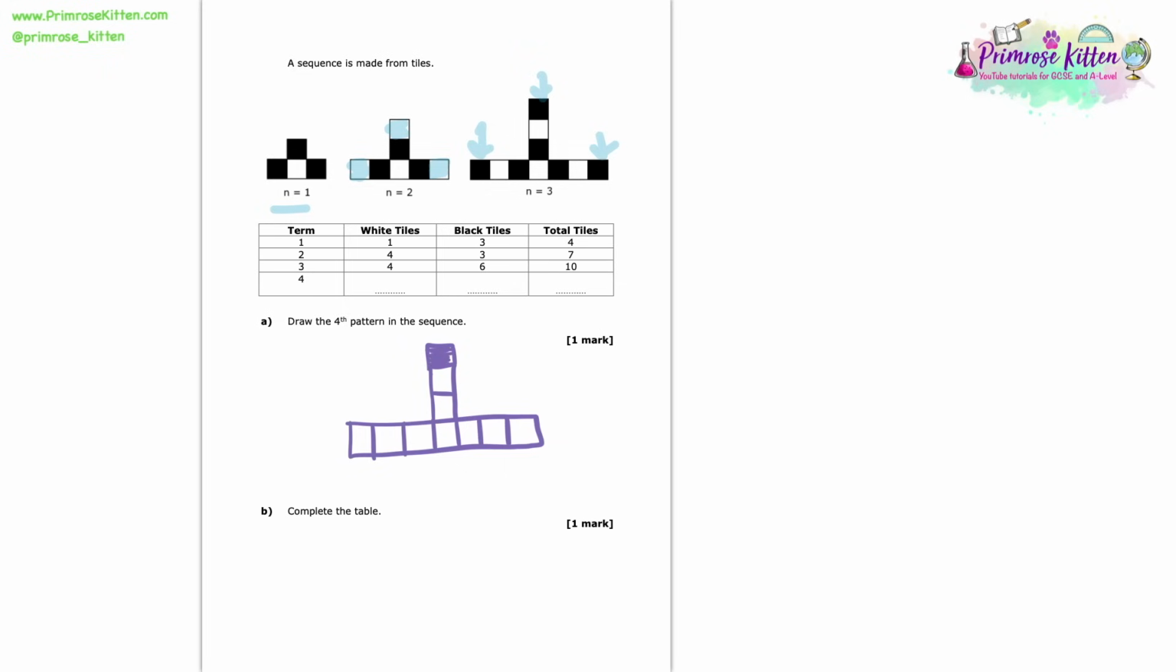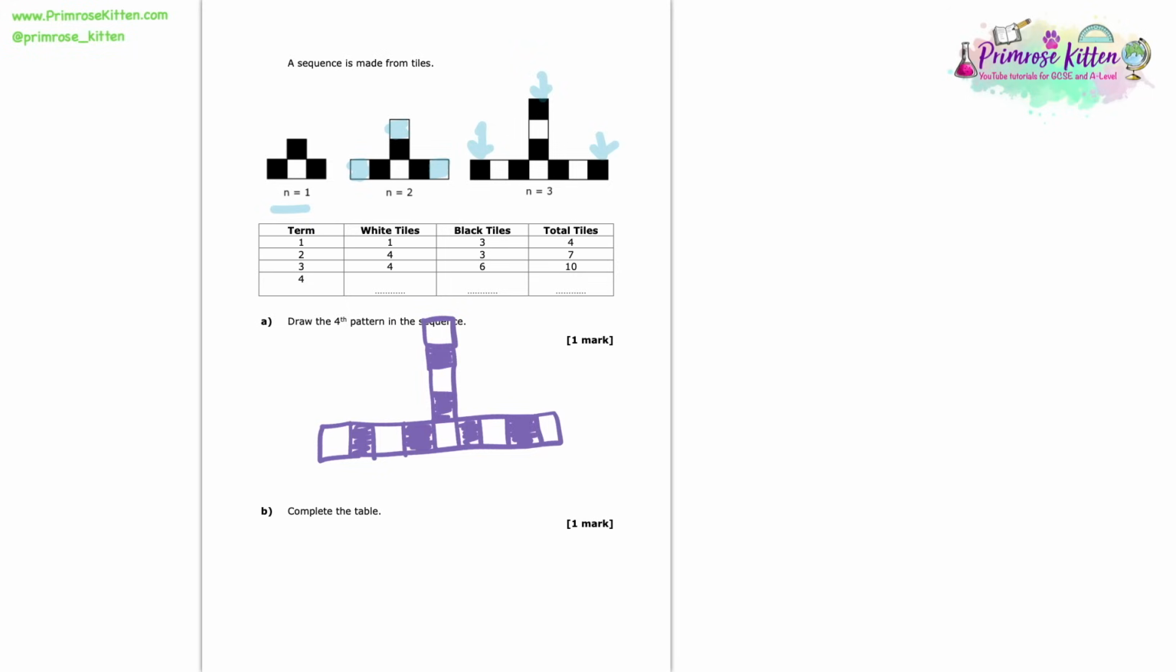But the n equals 3 term, 3rd term, looks something like this. So in order to make the 4th term, we need to add a square onto each of these points. And these need to be white squares because we're alternating. So adding those squares on is going to give me this pattern here.